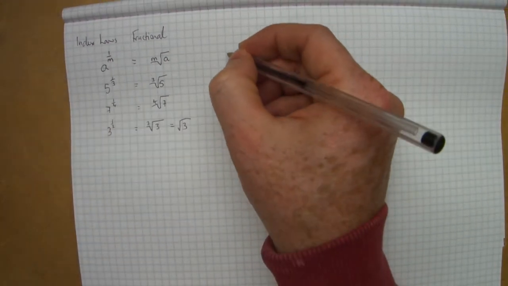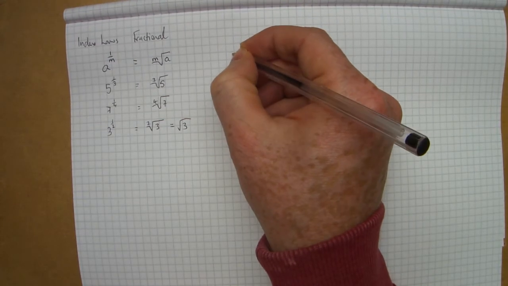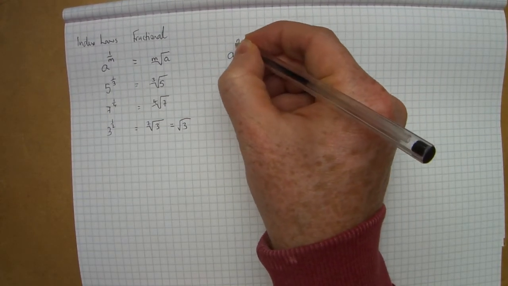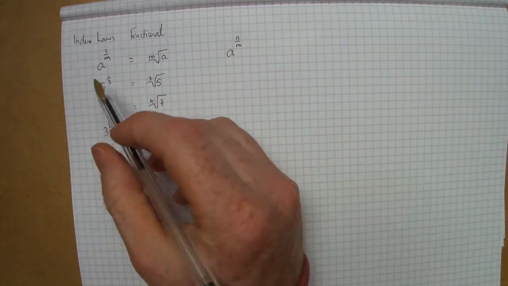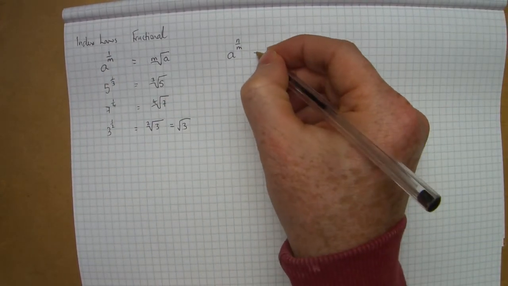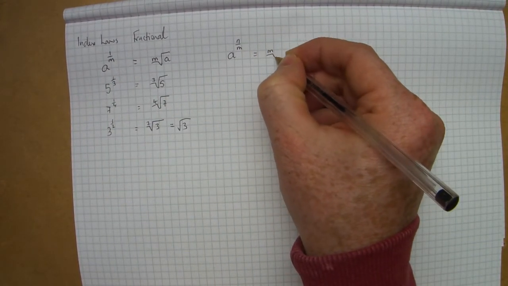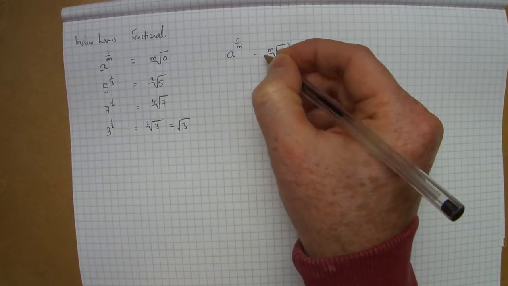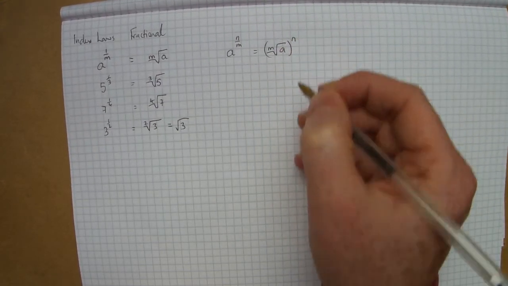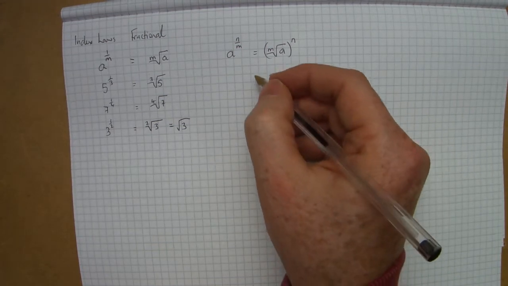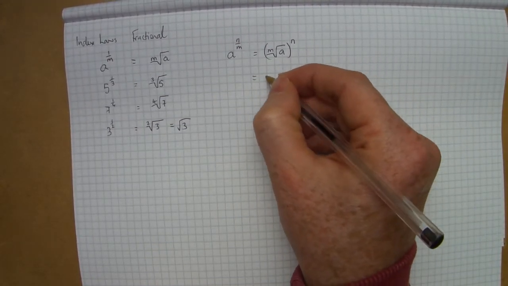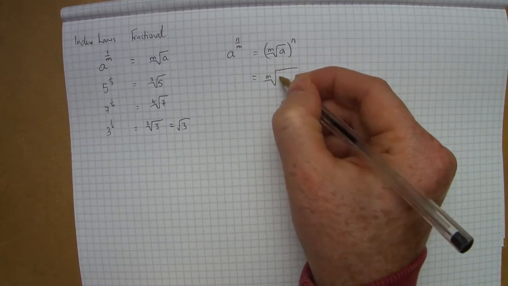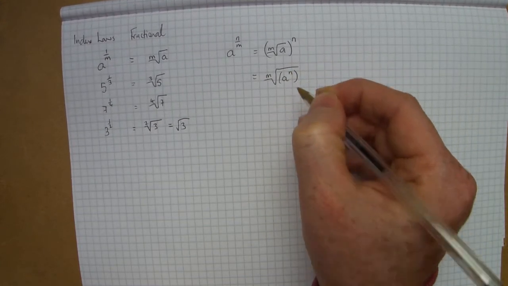The other fractional rule is whenever we've got a to the power of n over m. So it's very similar to the last one. It is going to be the mth root of a, but then it's going to be raised to the power of n. That's one form of doing it. The other way is doing it as the mth root of a to the power of n.